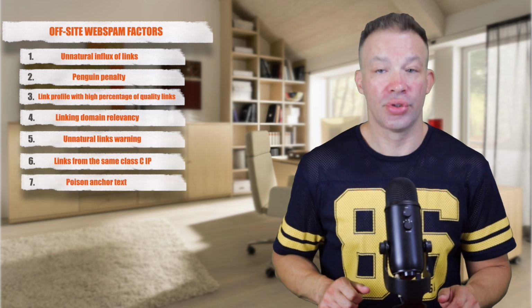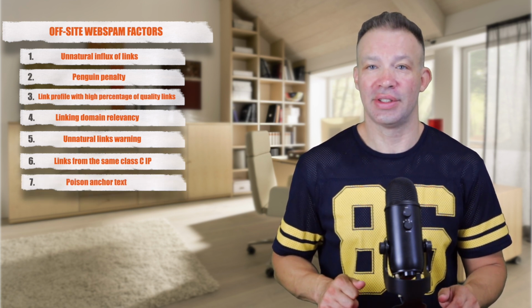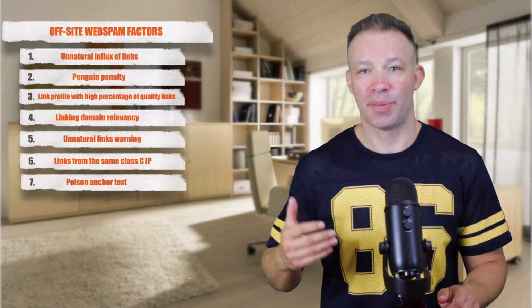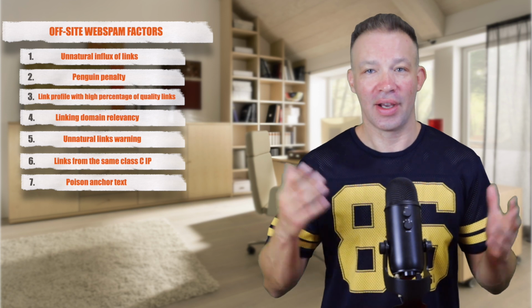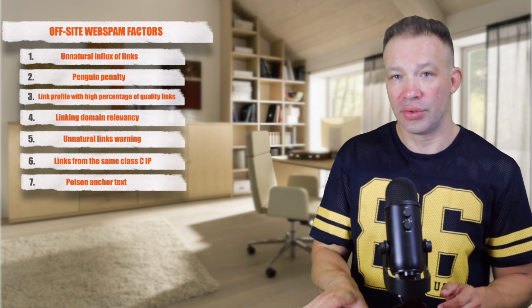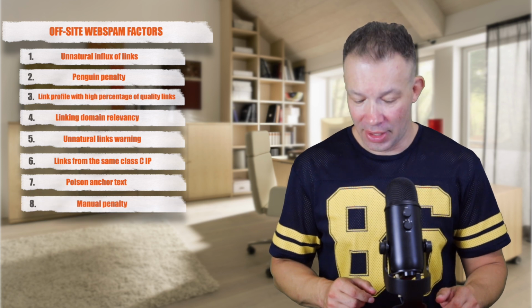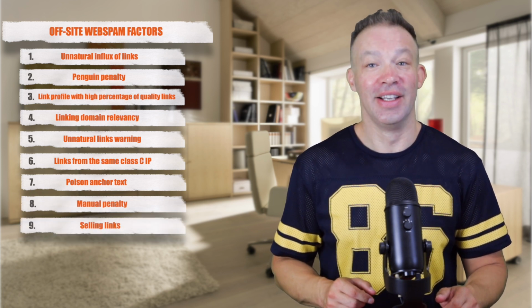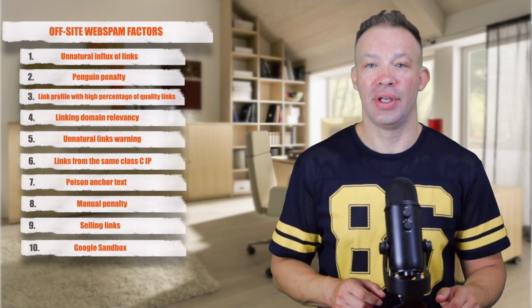Number 7, poison anchor text, which is using the same anchor text or anchor text that is irrelevant, such as spam anchor text: drugs, sex, porn, gambling, Viagra. This is not a good signal for Google. Number 8, manual penalty. Number 9, selling links. It's a red flag.